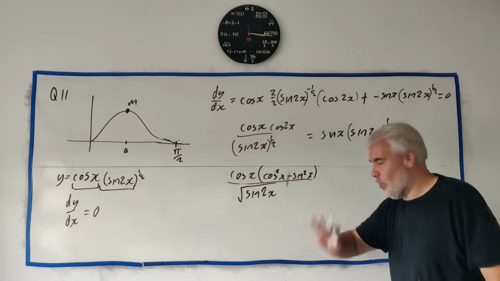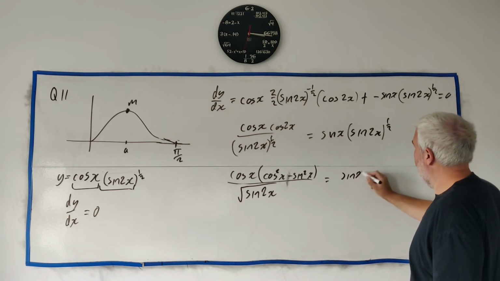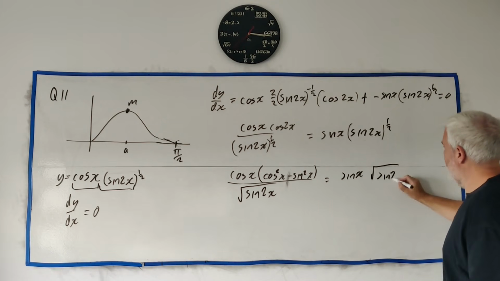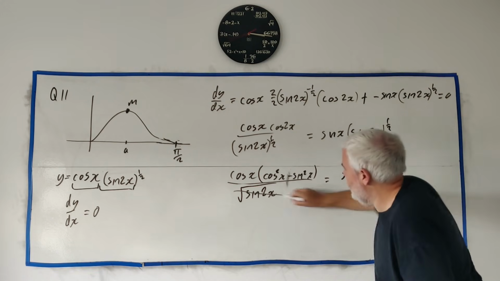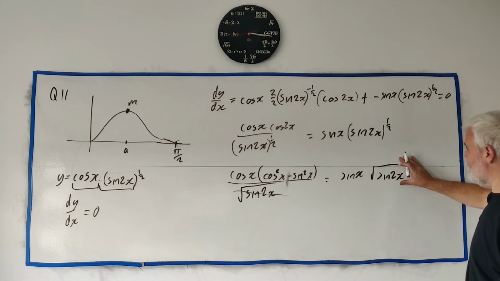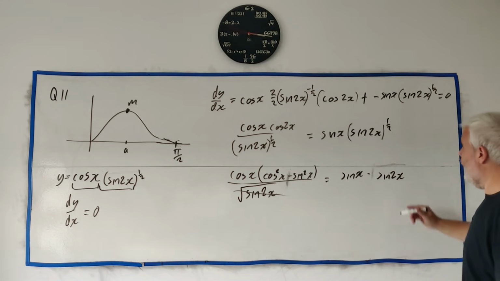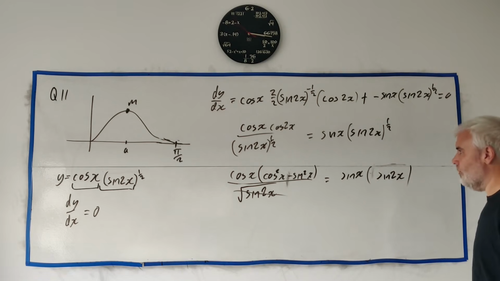Oh, I've changed back to square root. Whatever, that's fine. This is equal to sine x, because hopefully, maybe you noticed up here, it's the square root of sine 2x as well. Multiply both sides by this. This just comes over here, multiplies by this, and basically the square root just disappears. It shouldn't be a minus there, this should be just multiplied.